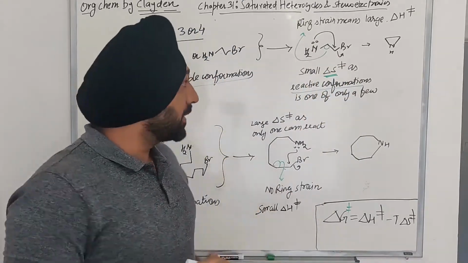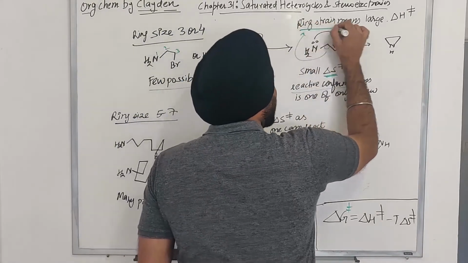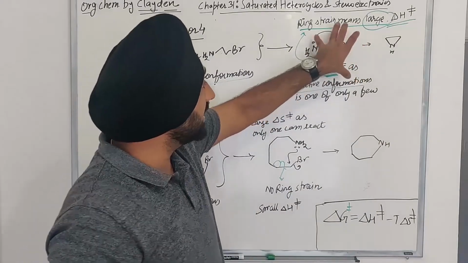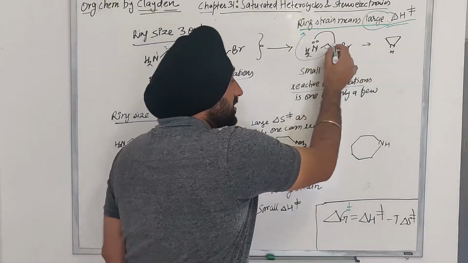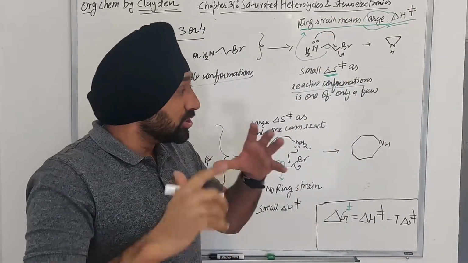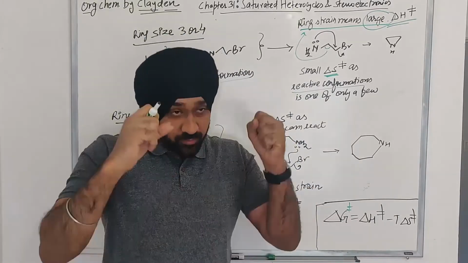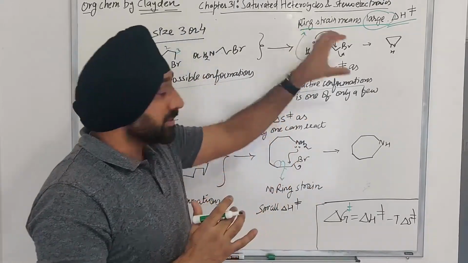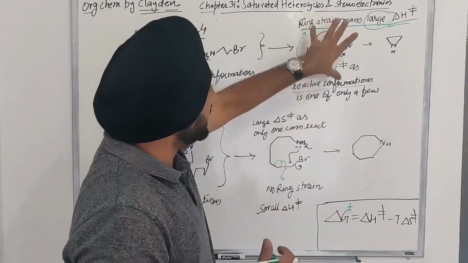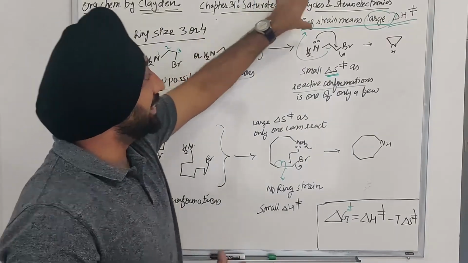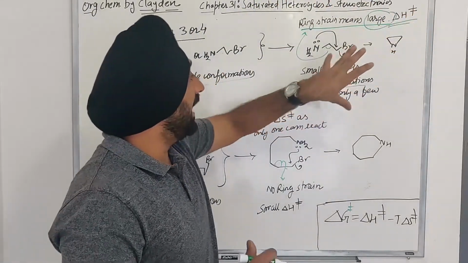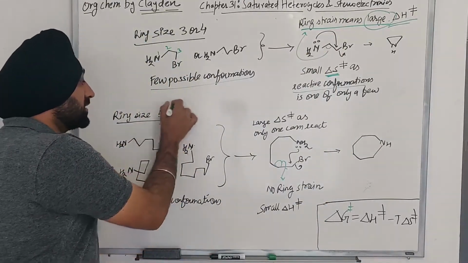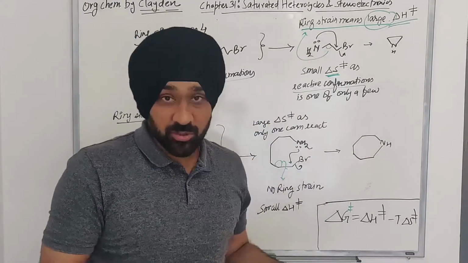Whereas, what is the big problem in such cases? It is the ring strain. That is the delta H, which is large in the case of a 3-member ring. Why? Because the ring strain is very, very high. So you need a lot of energy to bring these two reacting molecules together against all the repulsive forces that are happening here. That is the reason why for 3 and 4, delta H is large and delta S is small. अगर हम बात करते हैं for 5 to 7 member rings की, exactly उसका reverse होता है.